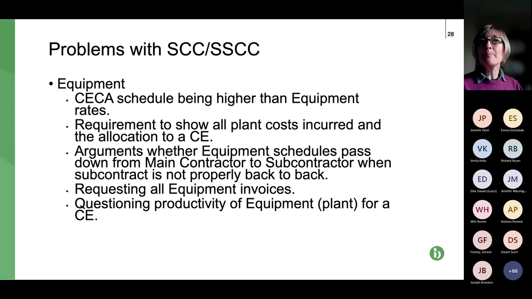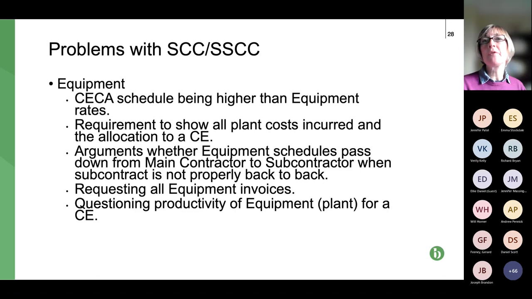The equipment, similar issues. There's always problems. Employers, paying parties quite often don't like the seeker rates because the argument is that they're higher than market rates.